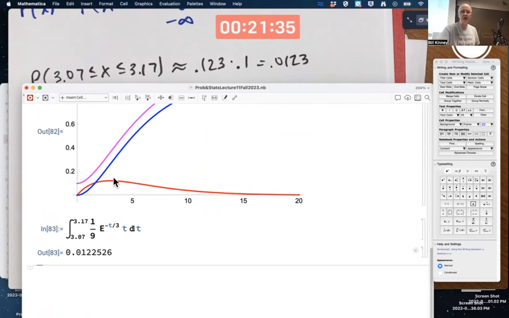The values of the function, the outputs, are not probabilities, but if you multiply them times small interval lengths, you get approximations to probabilities. You're really approximating the area under the red curve with the area of a rectangle. Base times height. The height is 0.123 and the base is 0.1 in this case. And the approximation gets better and better as the interval length gets smaller and smaller. That's what it means to be a probability density.